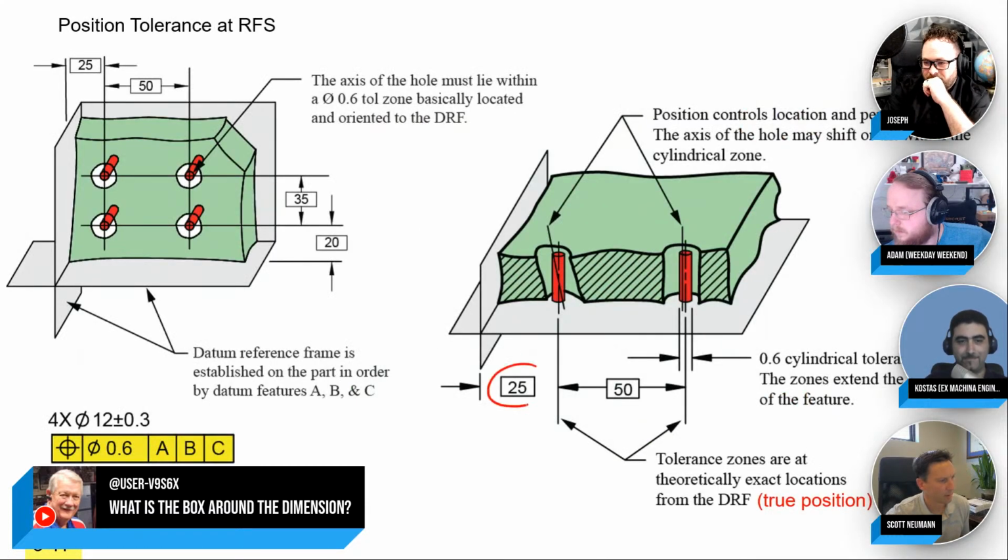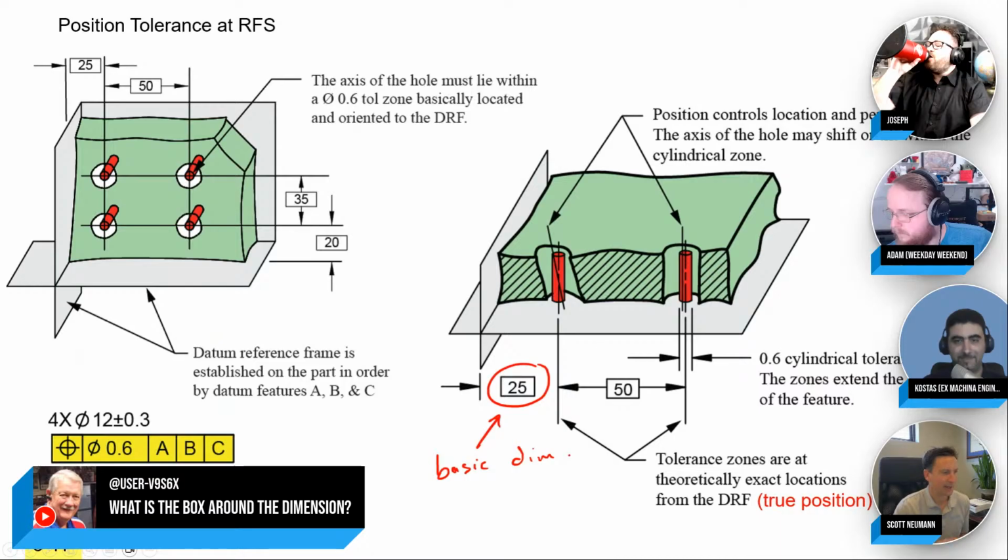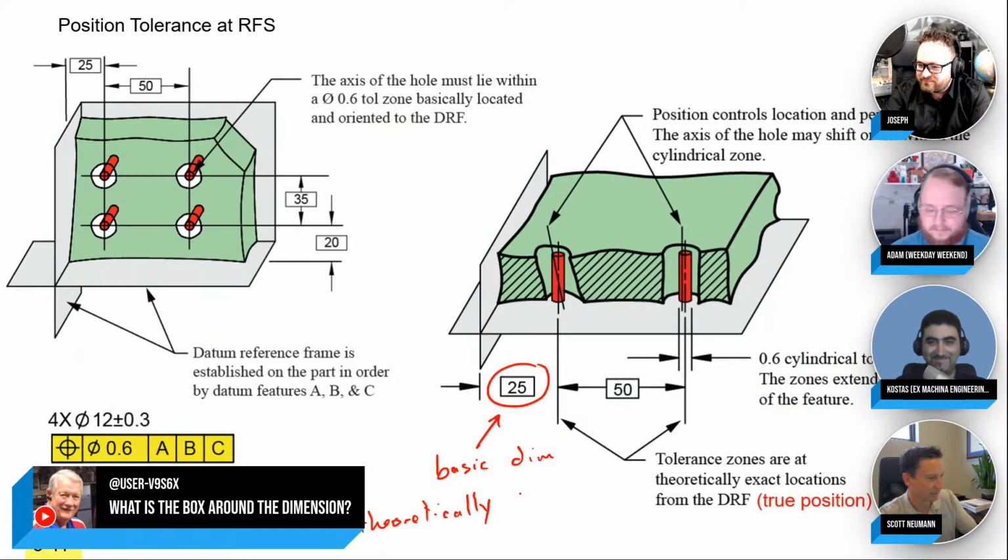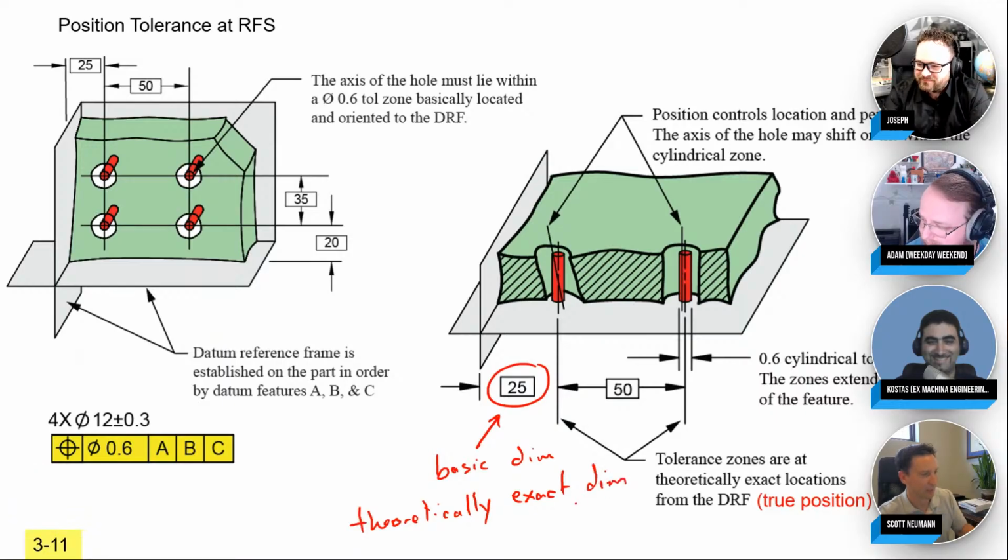So box around the dimension, in ASME, we call it a basic dimension. And I actually don't like that term. I don't think it hits hard enough. It's a basic dimension, it sounds like it's just a simple dimension or something. ISO, I think, really nails it. They call it a theoretically exact dimension. I like that term. That's really cool. They call it the TED, right? The theoretically exact dimension, like where it's supposed to be.